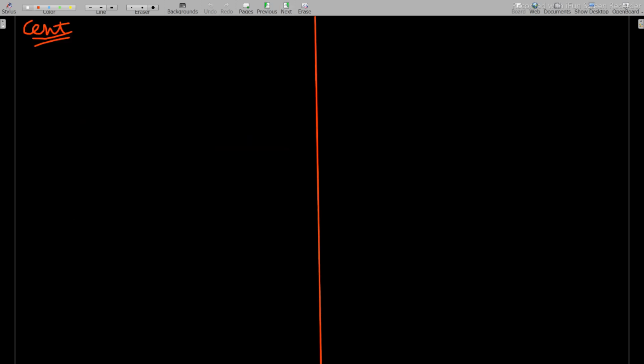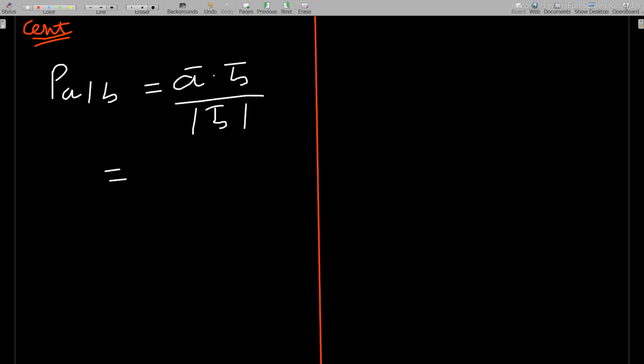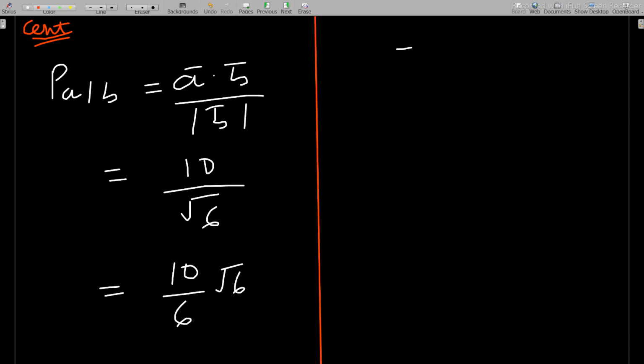Then it means that the projection of A onto B is the same as A dot B over magnitude of B. And know that A dot B is 10, magnitude of B is square root of 6. So this will be simply 10 over square root of 6, which is 10 over 6 times square root of 6, and that will be 5 over 3 times square root of 6. That is the projection of A onto B. I hope you get this. So this is very simple like that.